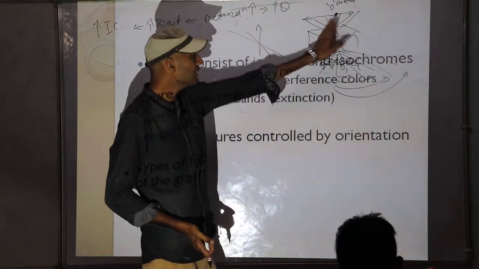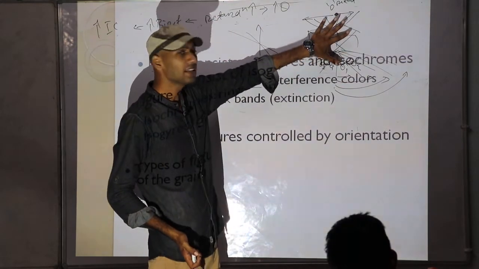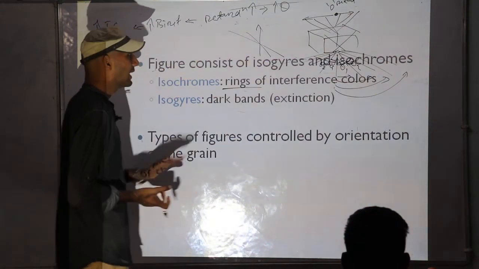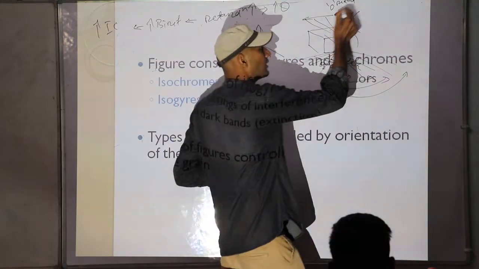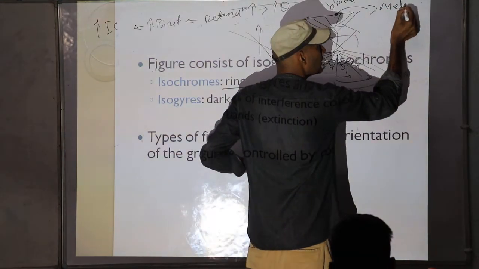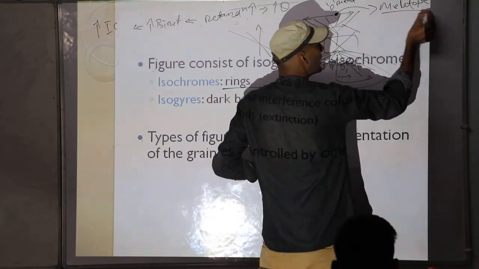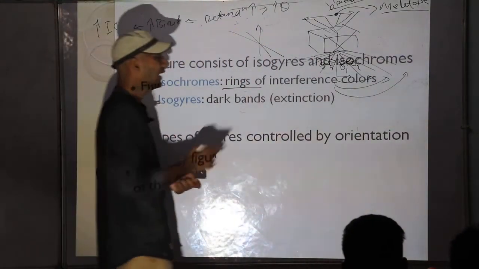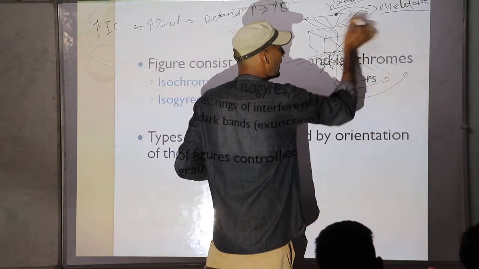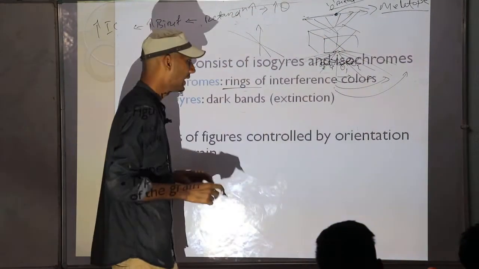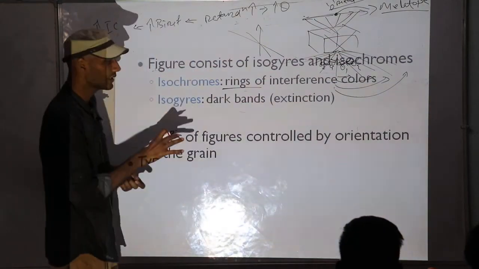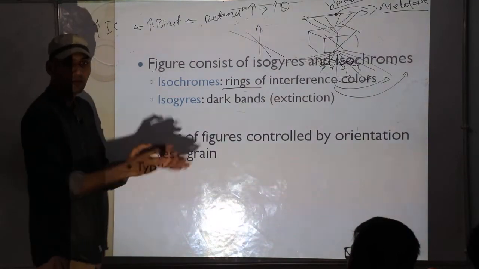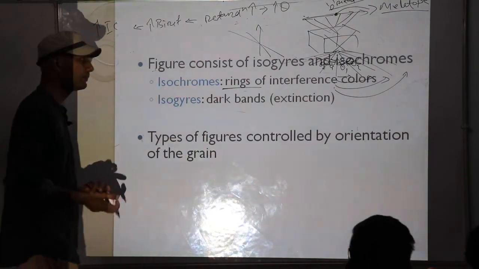Got that? With increase in the angle of the cone, the retardation will increase, so the interference color order will increase. That's why what you are viewing at the center is known as melatope, the zero retardation point or the dark point. Away from the melatope, there are circular rings of interference color known as isochromes, and they are increasing in order from the center outward. Got that?